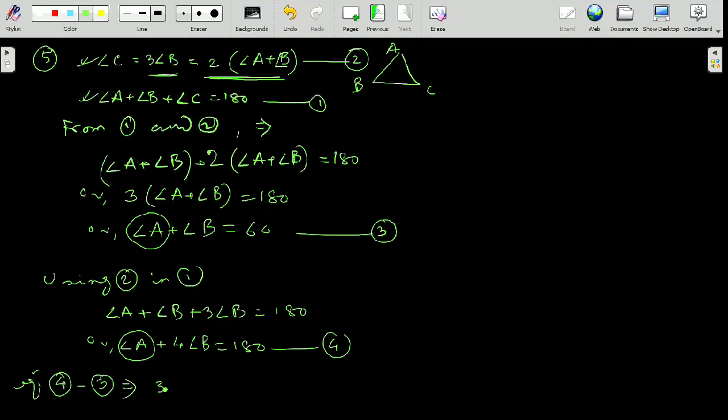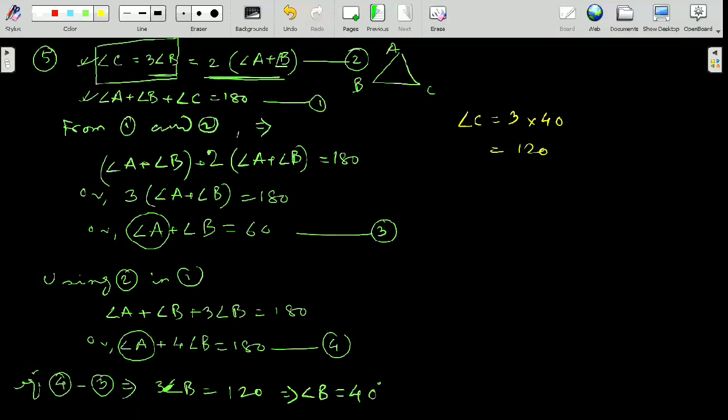4B minus B is equal to thrice angle B, and 180 minus 60 is 120, so angle B is equal to 120 by 3, that is 40 degrees. So angle B is equal to 40 degrees. From the very beginning condition, angle C is equal to 3 times angle B. Angle B is 40 degrees, so 3 times 40 is 120 degrees. So angle C is equal to 120 degrees.